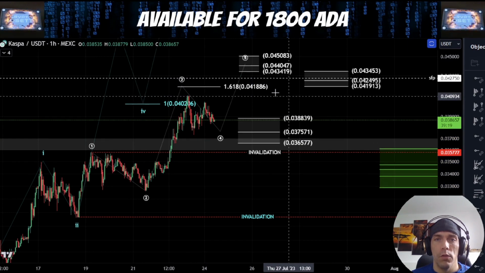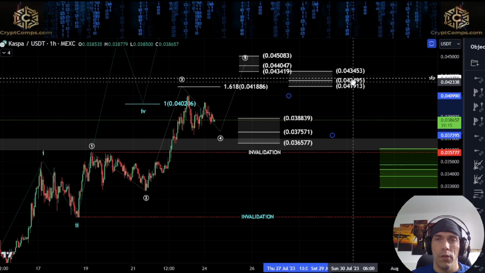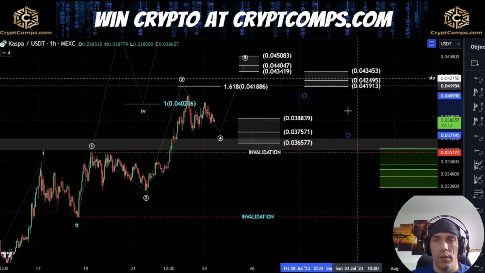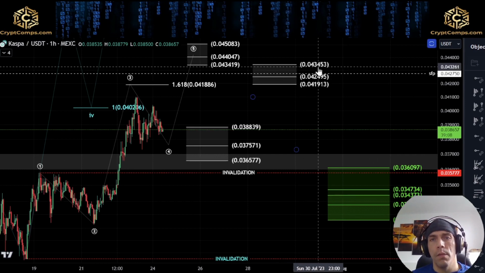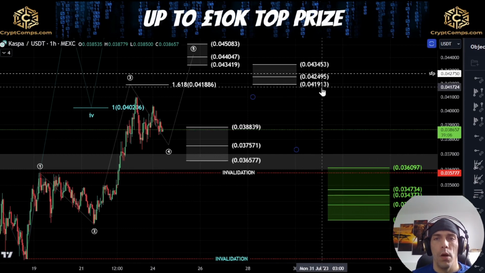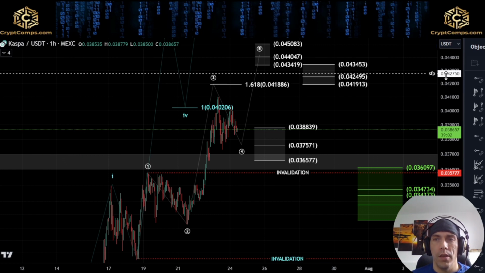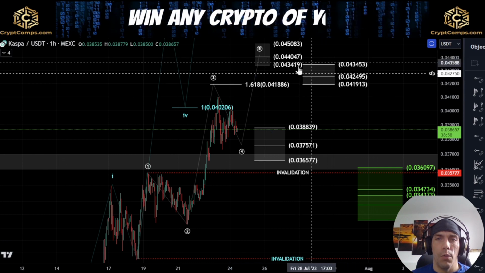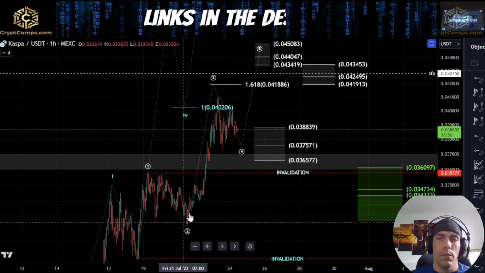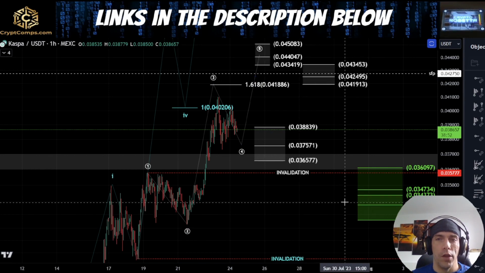Now, if we do not reach this 1618 within this third wave here, our target would actually be a little bit lower here. So that would be this second white box area that we've got over here, which would be this 43453 to this 41913. Now we do have the previous swing high, which is sitting here towards this 42750. So it would be interesting to see how we react around this level to see whether this move is going to actually just move up into this and then look to start rejecting to the downside.